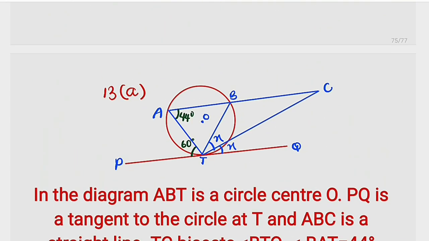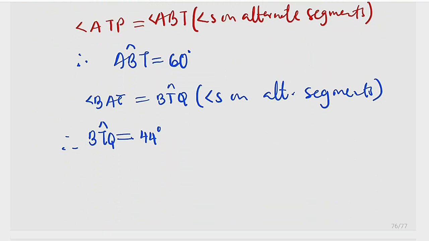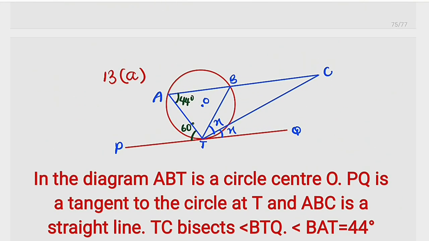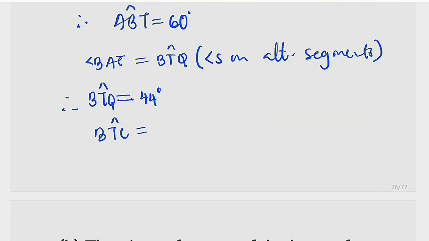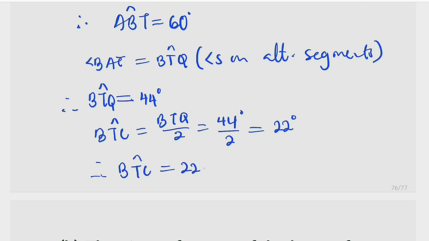All right. Then we need to find this particular angle right here, this one, which is BTC. BTC will be equal to half, because this line bisects the angle, so they are equal, right? BTQ divided by 2, which is equal to 44 divided by 2. And this is equal to what? 22 degrees. Therefore, BTC is equal to 22 degrees.